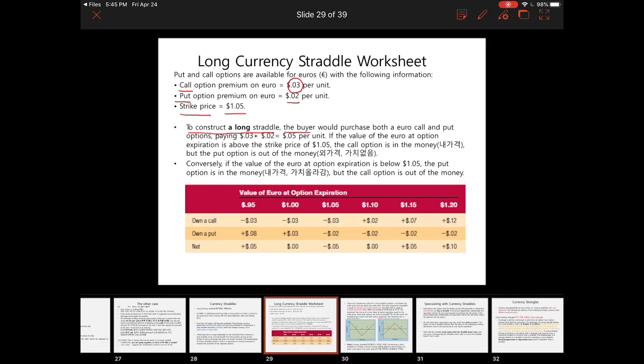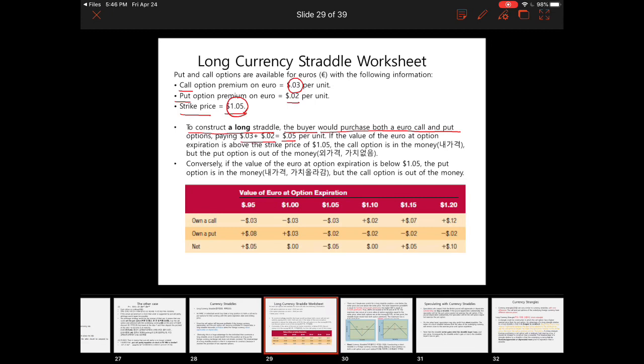So to construct a long straddle, you have to purchase both options, right? You become a buyer. The buyer would purchase both a euro call and put option, right? Exercise price is going to be per 1 euro. It will be $1.05. But for buying both options, it costs 3 cents and 2 cents, that is 5 cents, right?